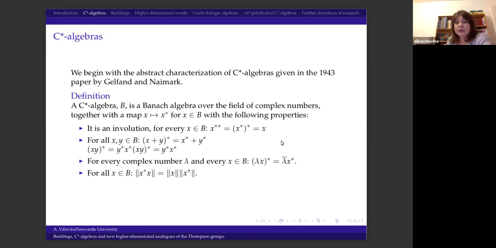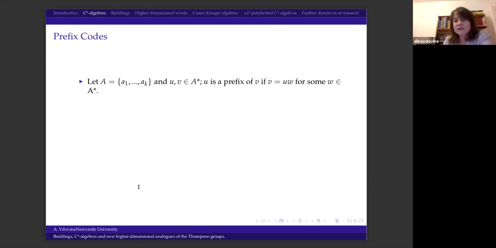Then if you have two elements of B, X and Y, then (X plus Y) star is X star plus Y star. The second one is actually just doubled, it's a misprint: (XY) star equals Y star X star. Then for every complex number lambda and every X, we have (lambda X) star equals conjugate lambda times X star. And then for all elements of B, the norm of X star X is the product of the norms. I'm sure everybody knows what a C-star algebra is, but just to remind the definition.